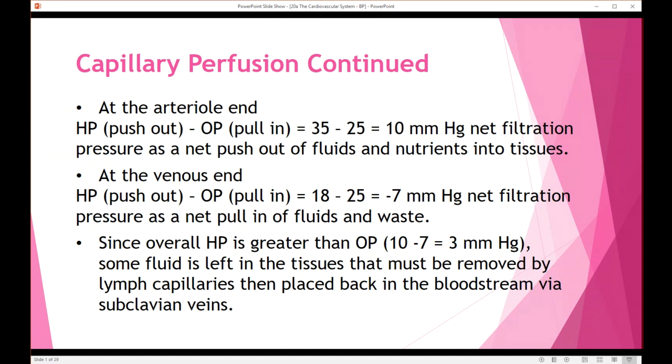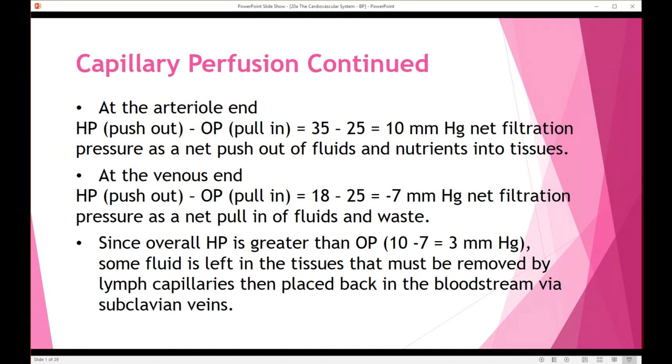At the venous end, hydrostatic pressure pushes out minus the osmotic pressure pulling in. 18 minus 25 is negative 7 millimeters of mercury net filtration pressure. So we have that net pull in of those fluids and waste. The overall hydrostatic pressure is greater than the osmotic pressure by about 3 millimeters of mercury.